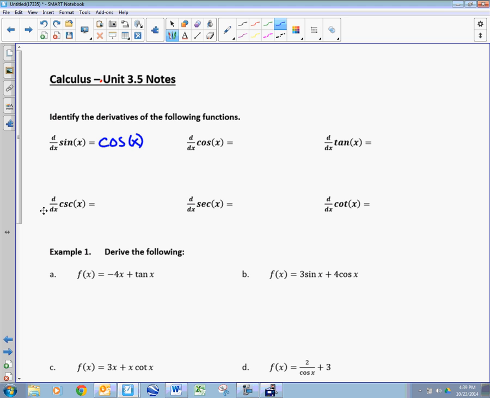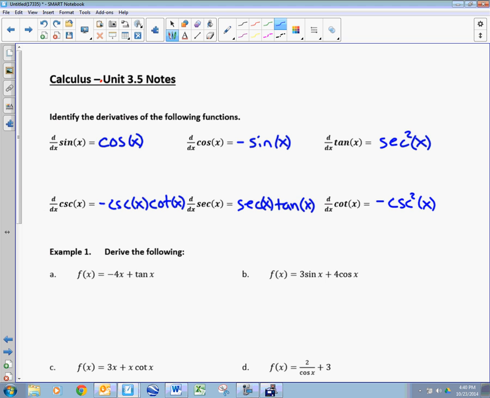The derivative of cosine is not sine, but rather negative sine. The derivative of tangent is secant squared. The derivative of cosecant is negative cosecant of x times cotangent of x. The derivative of secant is secant of x tangent of x. And the derivative of cotangent is negative cosecant squared of x.